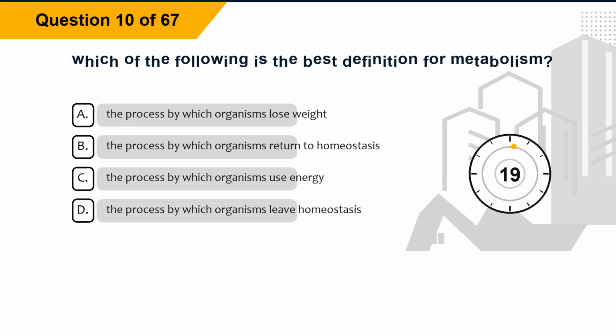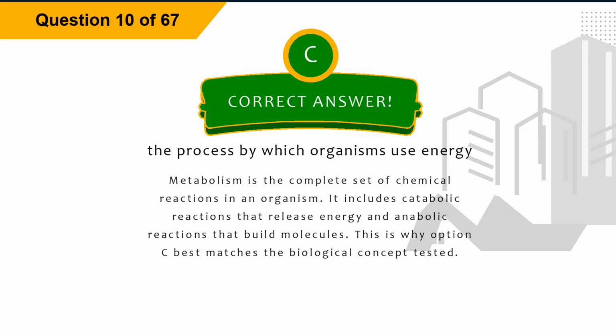Question 10. Which of the following is the best definition for metabolism? Option A. The process by which organisms lose weight. Option B. The process by which organisms return to homeostasis. Option C. The process by which organisms use energy. Option D. The process by which organisms leave homeostasis. The correct answer is option C, the process by which organisms use energy.